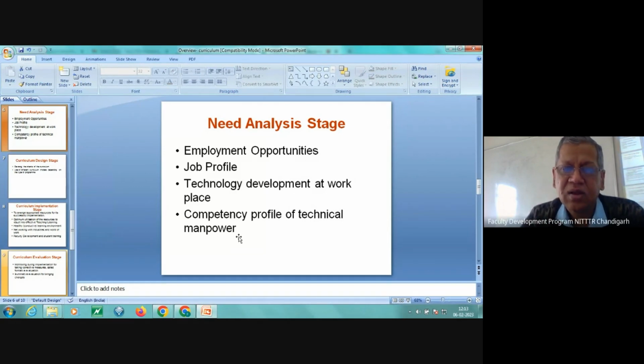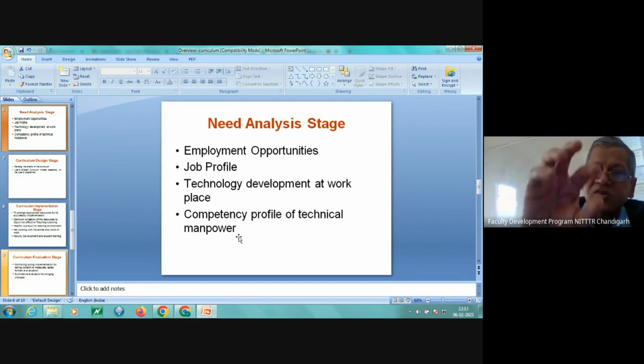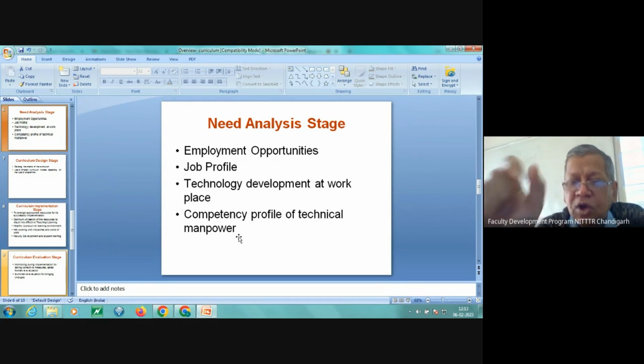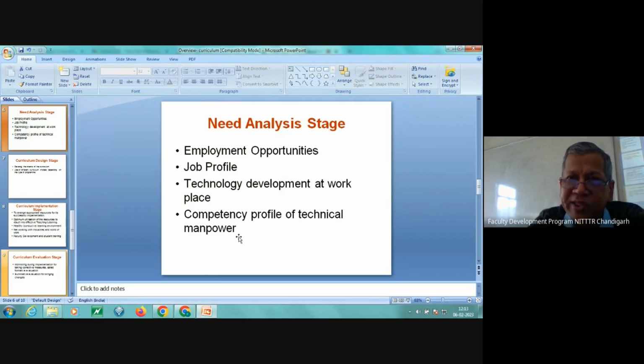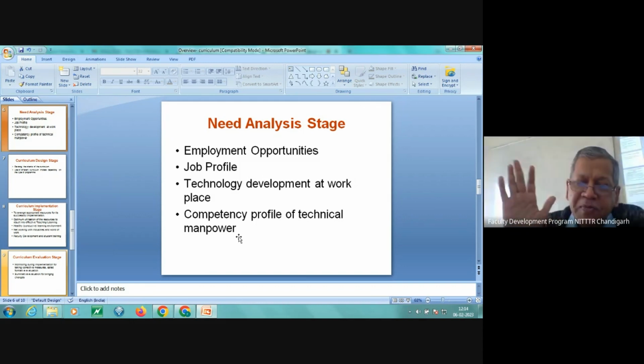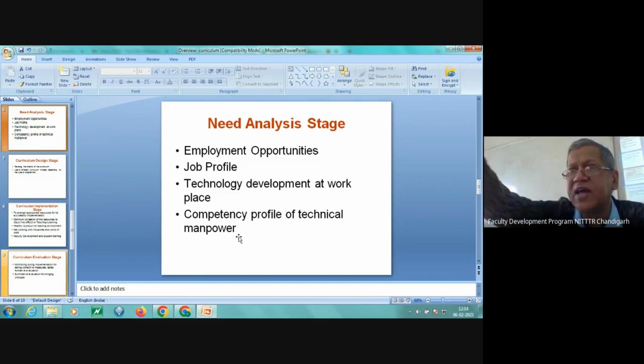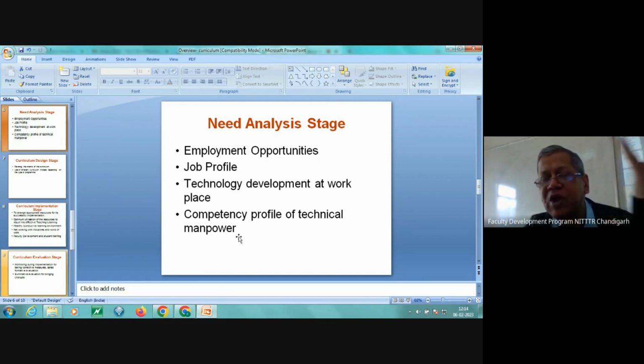So my friends, whenever I design a curriculum, or our team at NITTTR Chandigarh designs a curriculum, we actually craft the competency profile. Before designing the curriculum content, before designing the syllabus, we write down the competency profile of the students who will be passing out from that program. If I have to design a curriculum for a degree program in artificial intelligence, what type of knowledge and skills will our students have after they complete that degree program? After interacting with the people from industry, we visualize that this type of knowledge, this type of skill, this type of attitude our students should have.